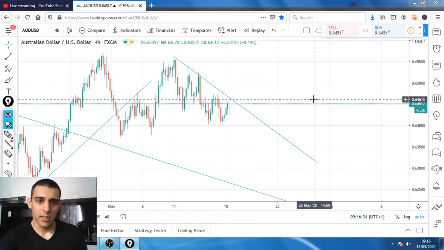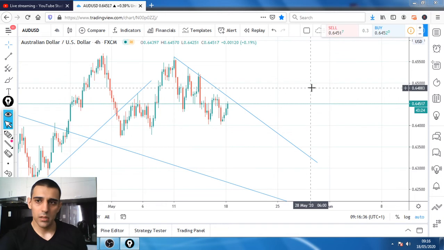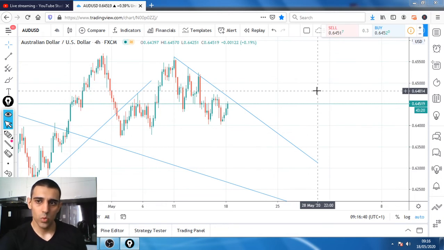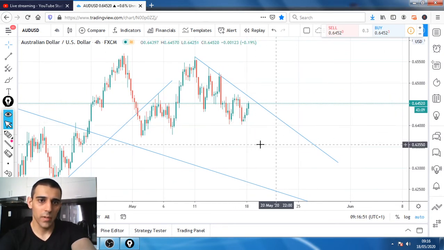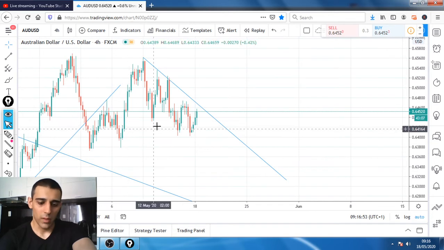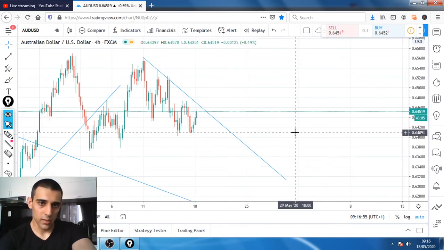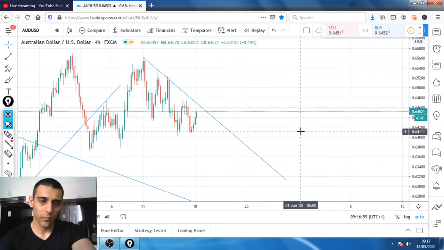Roughly about 64.60. So we want our stop loss at about 64.80, which requires about a 10 pip stop loss. Actually, it's not bad at all. Now let's look for the targets on this one. So it could be this one, 64.